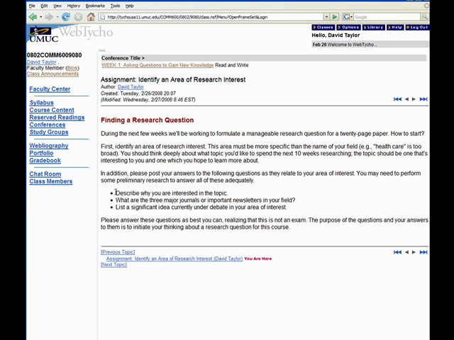What I want you to do in this thread is 3 things. 1, briefly describe why you are interested in this topic. Again, this is not your field. It's a topic within that field. Then I want you to say what you think are the 3 major journals or newsletters, depending upon the field, in this area that you're going to be researching. And then finally, I want you to think about a significant area that's under debate in this field, in or about this topic, that you are thinking about researching.